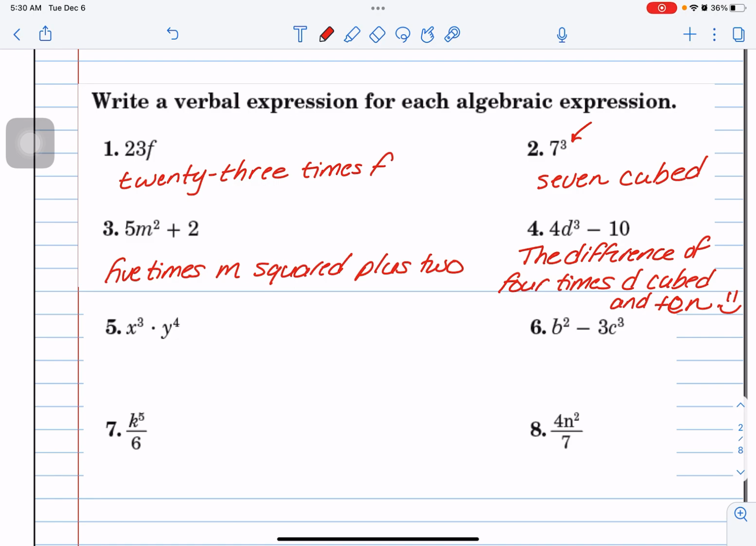Number 5 would look something like x to the third power, or cubed, times y to the fourth power.